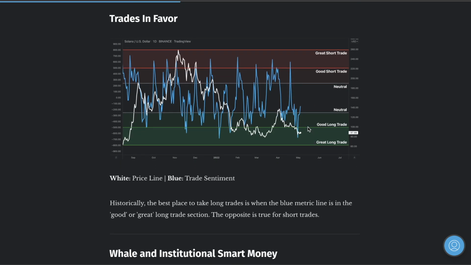Trades in favor. Looking at this over here, we're just in the neutral section. I'll show you guys how to get into a trade setup today. Again, if you guys are watching this every day, the best place to take a trade is down here when it says great long trade.